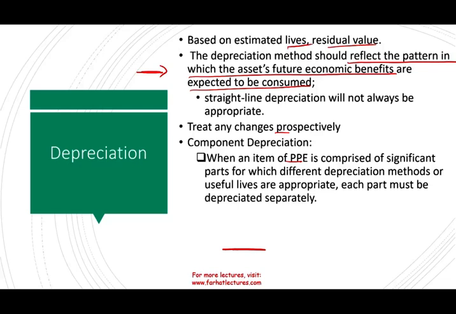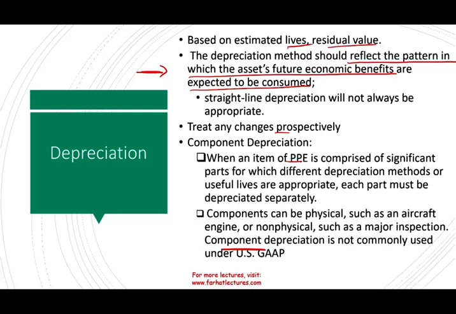And this is what we mean by depreciated separately. A component can be physical, such as an aircraft engine, or non-physical, such as a major inspection. Now, just FYI, component depreciation is not commonly used under US GAAP. So that's really a special IFRS rule. I think we have something similar in US GAAP. We don't call it component depreciation. We call it asset segregation. It's similar, but not the same.